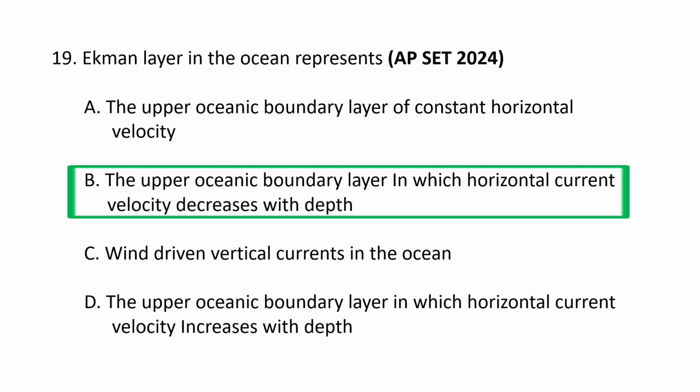The Ekman layer in the ocean is indeed a boundary layer where the velocity of the water decreases with depth, and this occurs due to the balance of forces within that specific layer. Specifically, it's a region where wind stress is balanced by the Coriolis force and the frictional forces, which leads to a spiraling decrease in velocity with depth, known as the Ekman spiral. So the Ekman layer represents the upper oceanic boundary layer in which horizontal current velocity decreases with depth. B is the correct option.